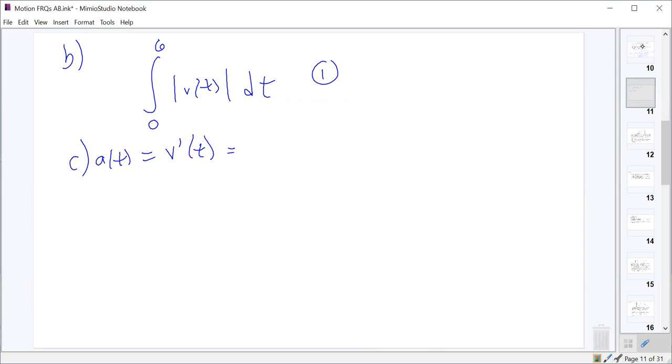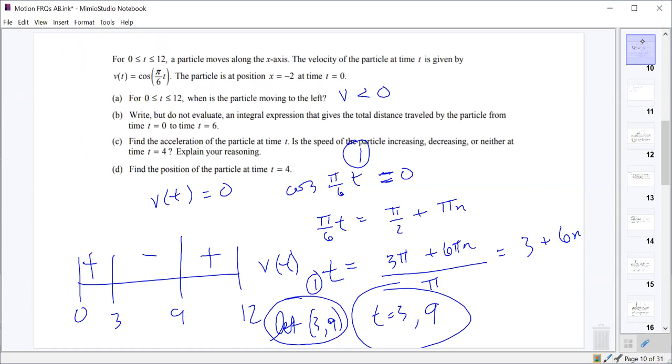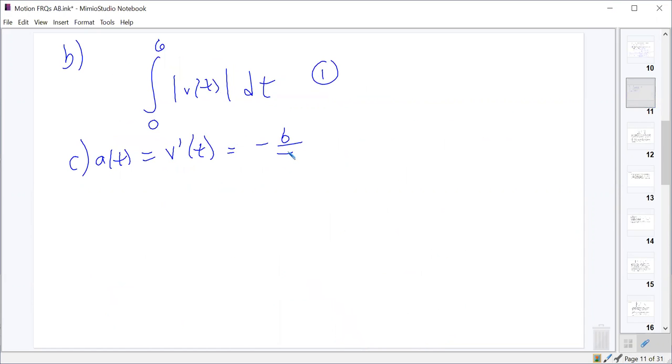And what was our velocity? It was cosine of pi over 6 t. So using the chain rule to differentiate that, we ought to get negative 6 over pi sine pi over 6 t. Why did I put a 6 over pi? We're not integrating. We're taking derivatives. Negative pi over 6. That was stupid of me. Sorry. Negative pi over 6 sine pi over 6 t. I should do my derivatives correctly. So that's worth, I don't know, 1 point probably for getting the acceleration. Yeah, 1 point for getting the acceleration.